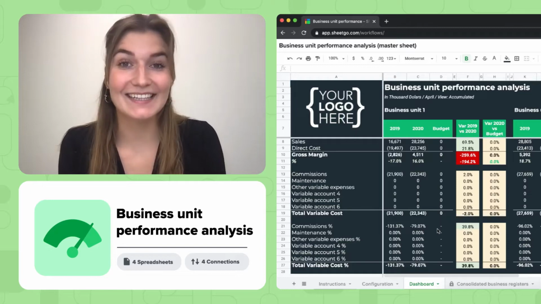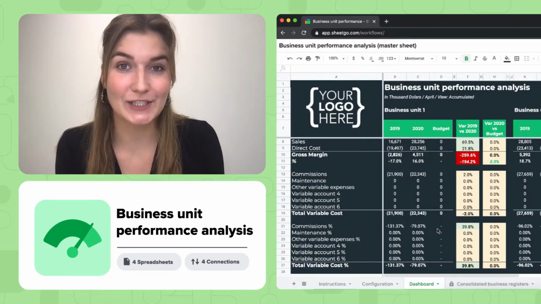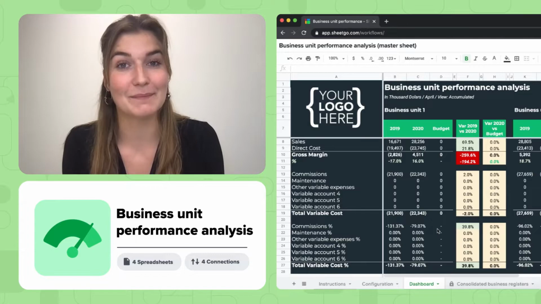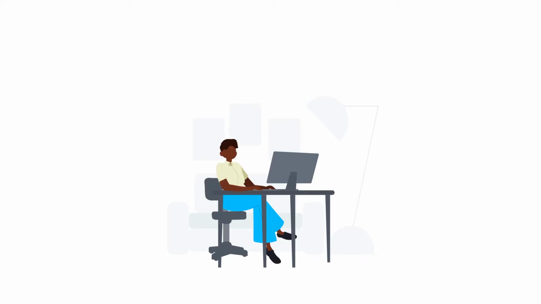Hi there! In this video, I'll show you how to use Sheetgo's business unit workflow template for Excel. It's ideal for companies with multiple markets, subsidiaries, or product lines, or anyone looking for a simple way to track the revenue, gross profit, and earnings for separate business units.